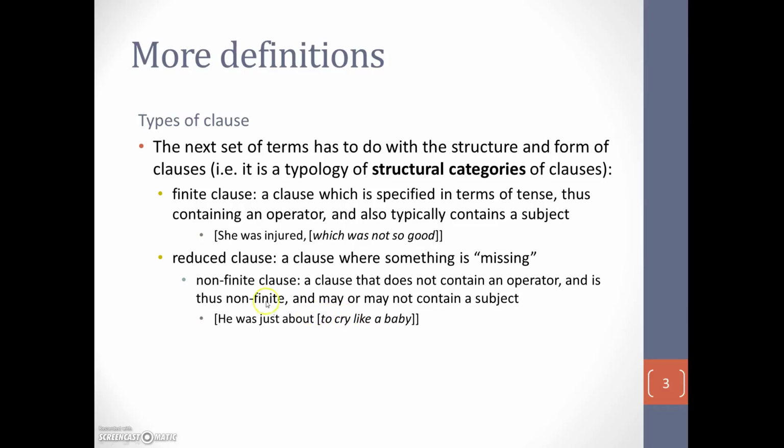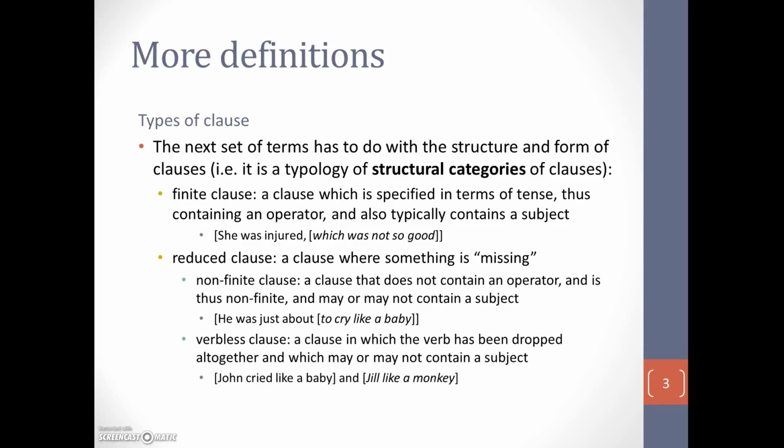Obviously, if we go out into the bigger one, into the clause next to it, the main clause, we can see it's he. He was just about. So we can infer that it's also he that is the subject of to cry. But in this case, there is no overt subject.